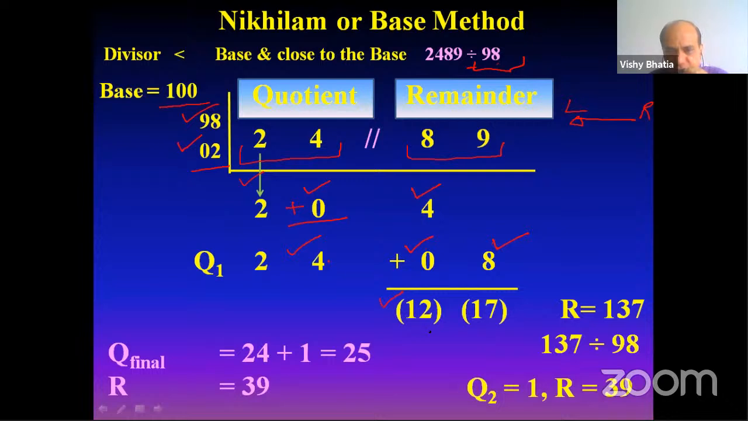2 digits, there's only space for 1 digit. 9 plus 8 is a 17. This one is a carry forward. My remainder is 137, which is greater than my divisor, which is 98. So I divide my remainder 137 by 98. 98 goes one time into 137 for a Q2 of 1 and a remainder of 39. And my Q final is Q1 plus my Q2, which gives me a quotient of 25 and a remainder of 39. Right?